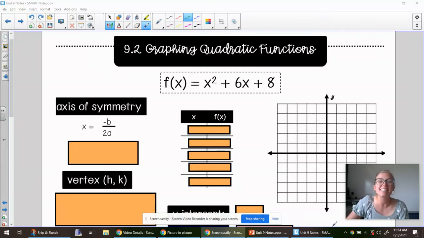Hi everybody, I'm Miss Cooksey. Today we're going to talk about how to graph quadratic functions when they are in the standard form. Yesterday we learned the standard form of a quadratic function is ax squared plus bx plus c, and that's exactly what we've got for you today.